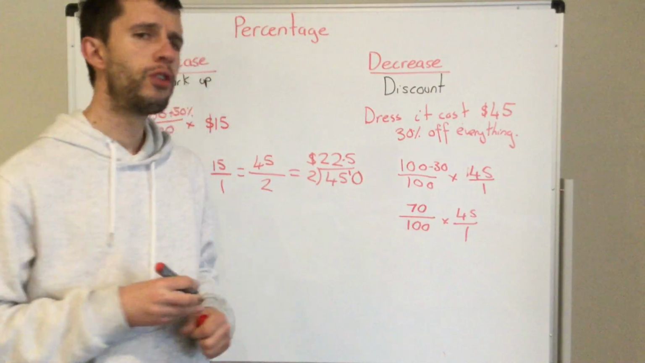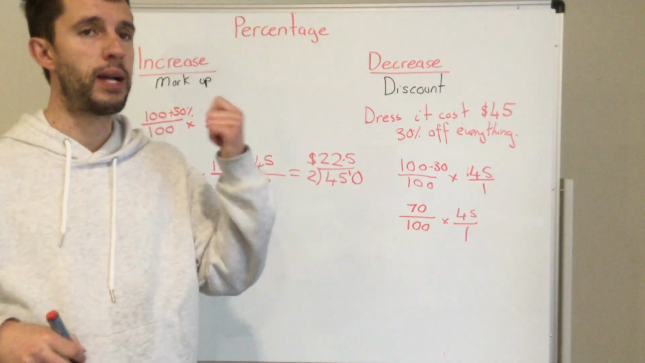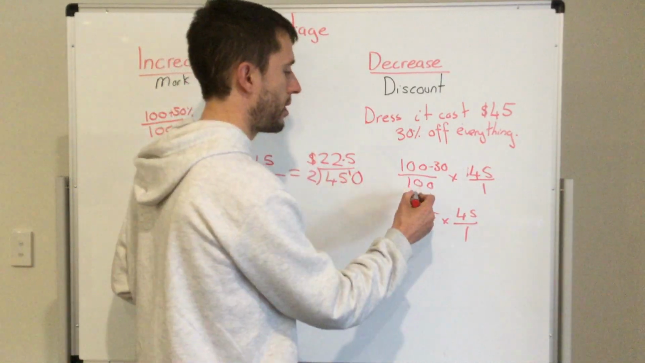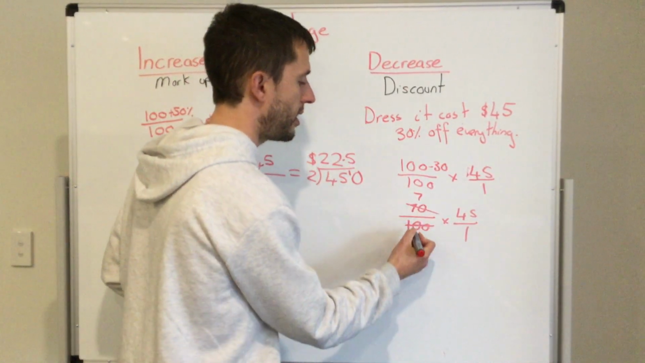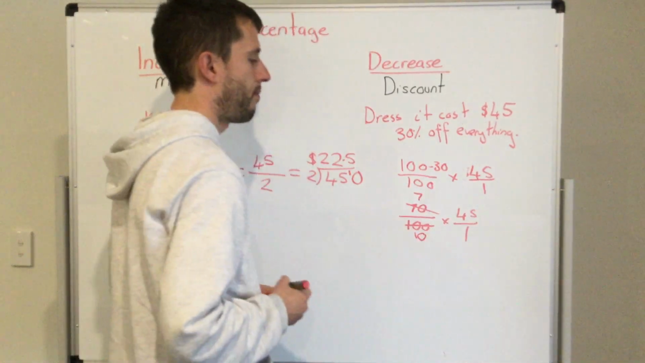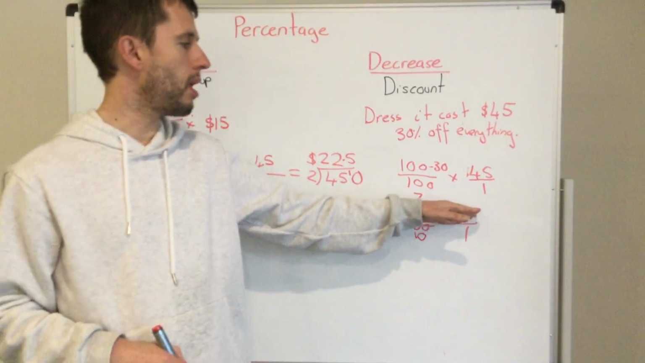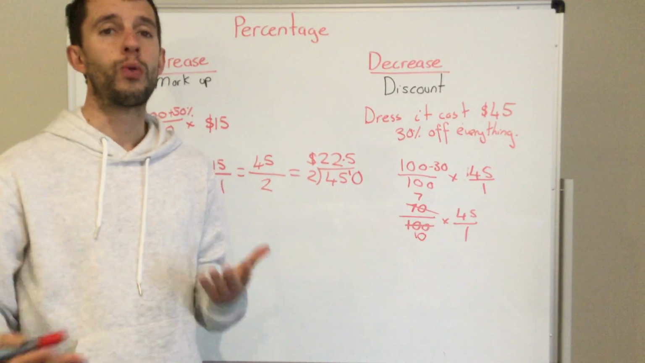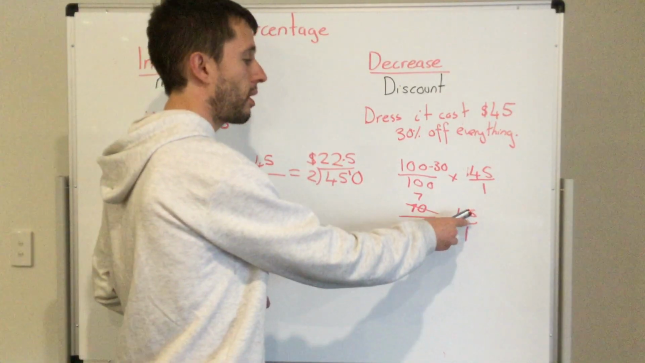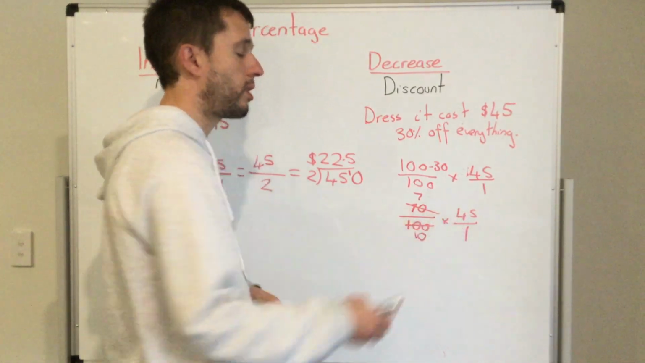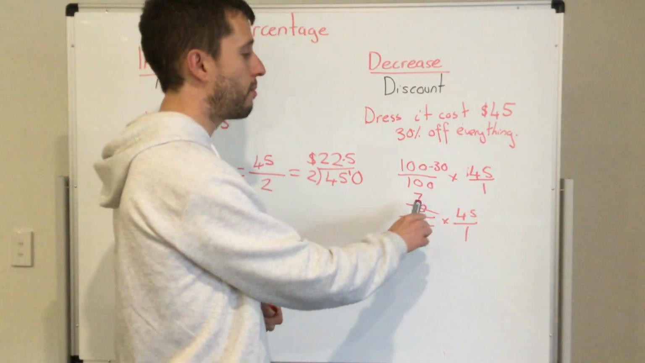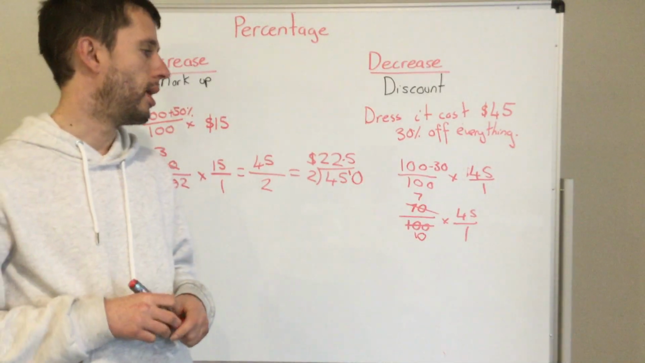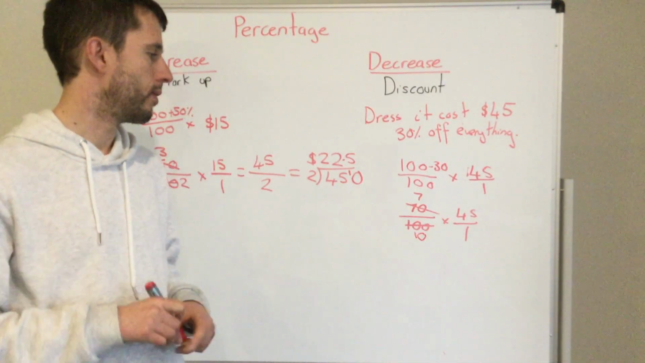So 70 over 100, I can both simplify them by 10. Because how many 10s in 70? 7. How many 10s in 100? 10. But it doesn't matter, because with multiplication and division, it doesn't matter what order we do it in. So that means I can also cross simplify as well, because otherwise I'm just doing times and then I'm dividing. So it doesn't matter what order. Make it easier for yourselves.